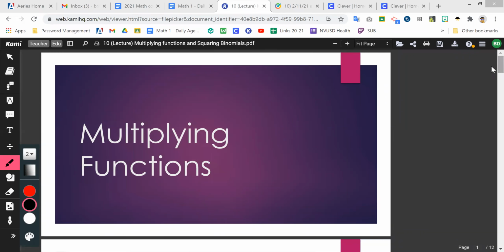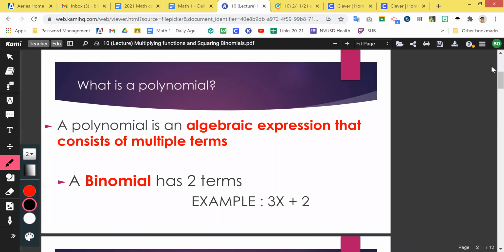Okay, so multiplying functions. We are continuing on with our operations with functions. We talked about adding and subtracting functions, so now we're moving on. A couple of things that you do need to keep in mind, some vocabulary for multiplying functions. Today we are going to be talking about polynomials.